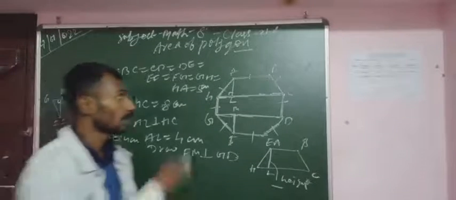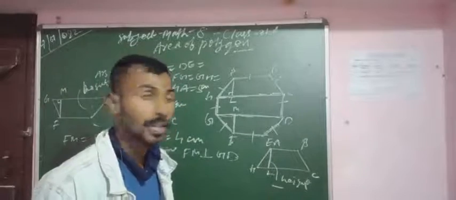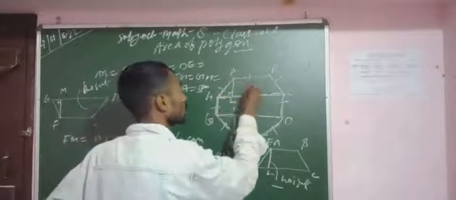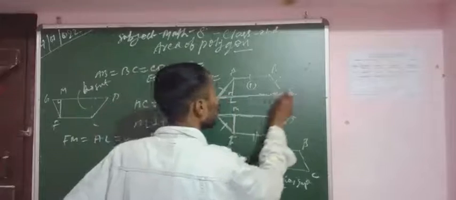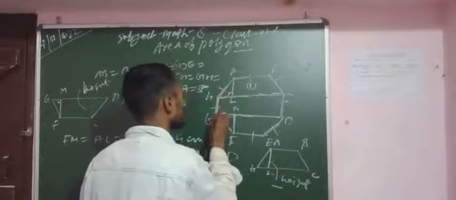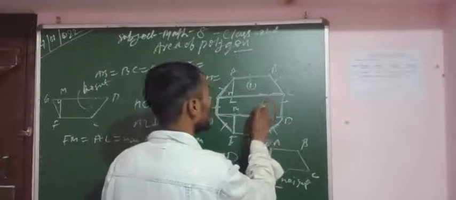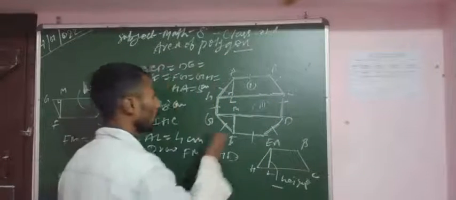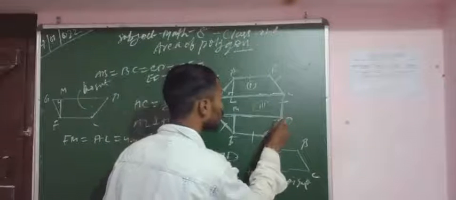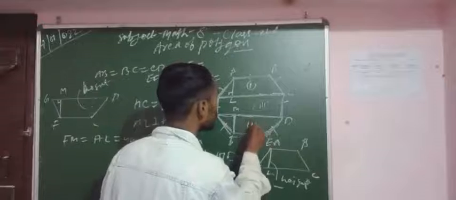Now look at this, the whole figure is divided into 3 figures. The first figure looks like a trapezium, the second figure is a rectangle which is at the middle portion, and the last figure also looks like a trapezium.